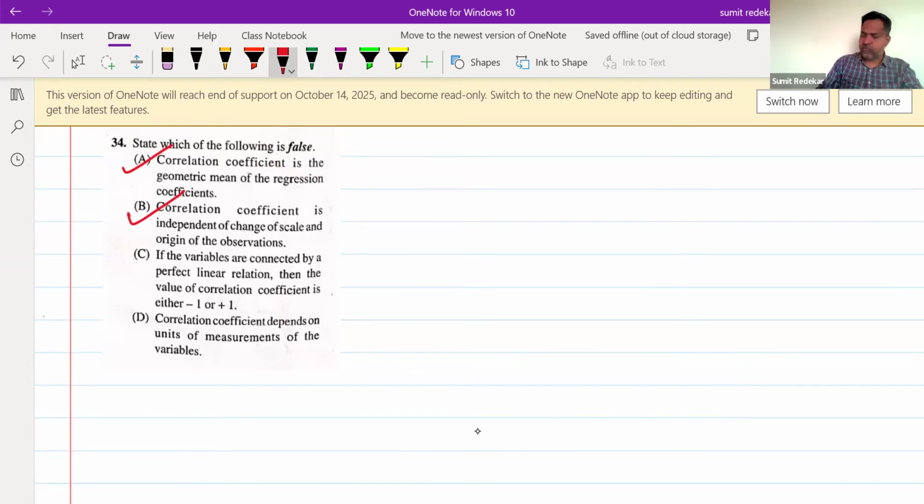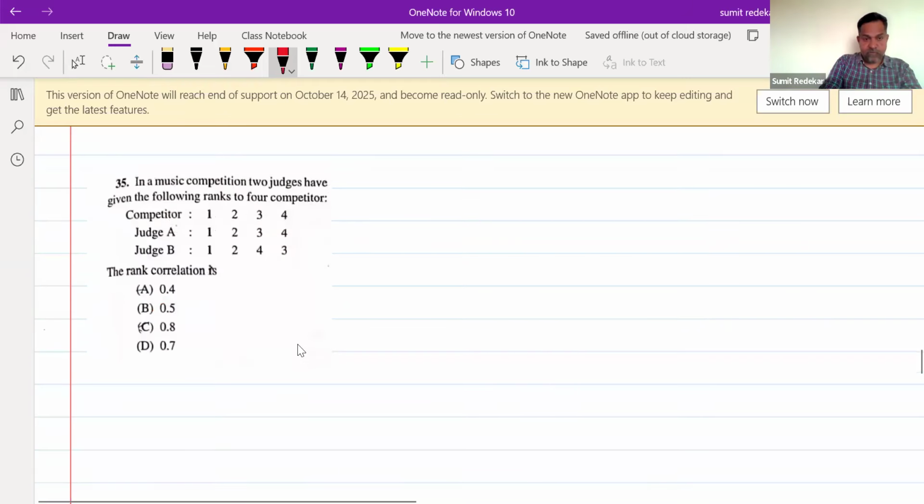तो ये गलत होना चाहिए. Correlation coefficient depends on units of measurement of the variable. It does not. This is what is false. यूनिट्स ऑफ मेजरमेंट से फर्क नहीं पड़ता. अगर आपने किसी स्टूडेंट्स के वेट और हाइट का कोरिलेशन निकाला है, पर तब आपने वेट्स किलो में लिया था और अब आप वेट को ग्राम में चेंज कर दो और वापस कोरिलेशन फाइंड करो, सेम आएगा, चेंज नहीं होगा. That is question number 34.